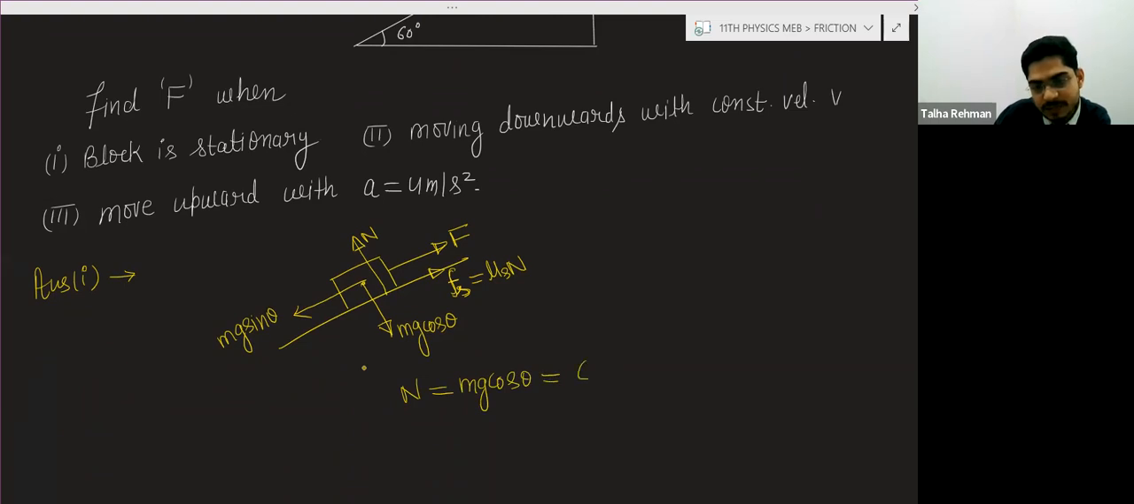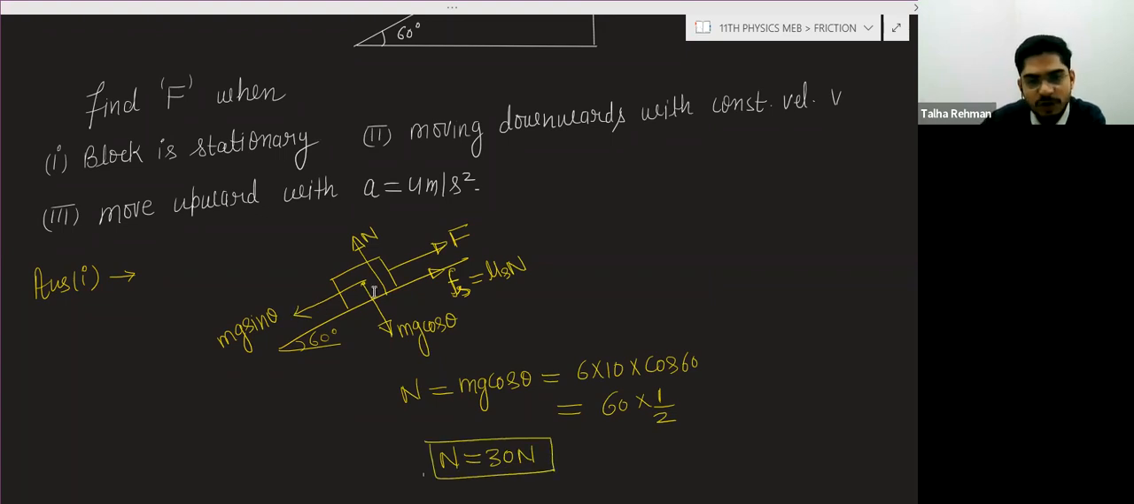What is mass? 6. What is g? 10. What is cos theta? Theta is 60 degrees here, so cos 60. So this is 60 into cos 60, which is 1 by 2. So your normal reaction is equal to 30 Newton.